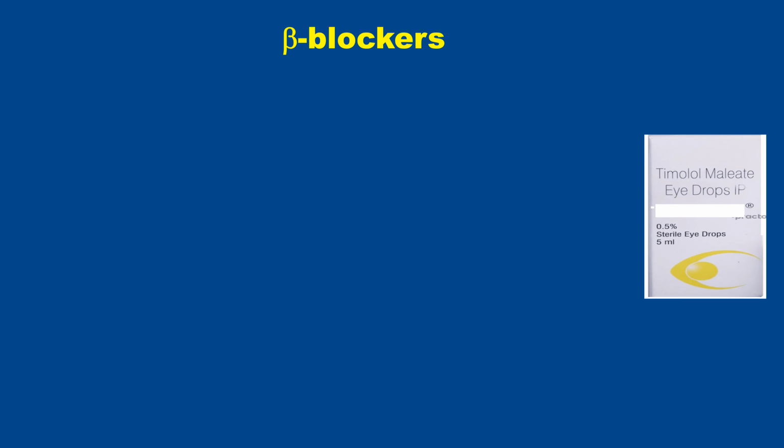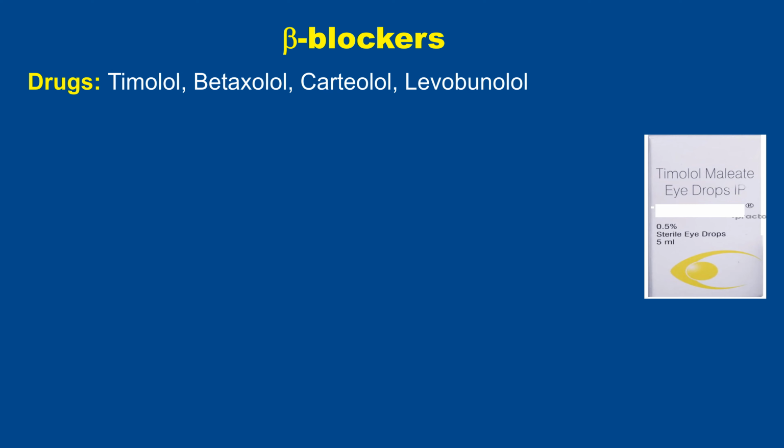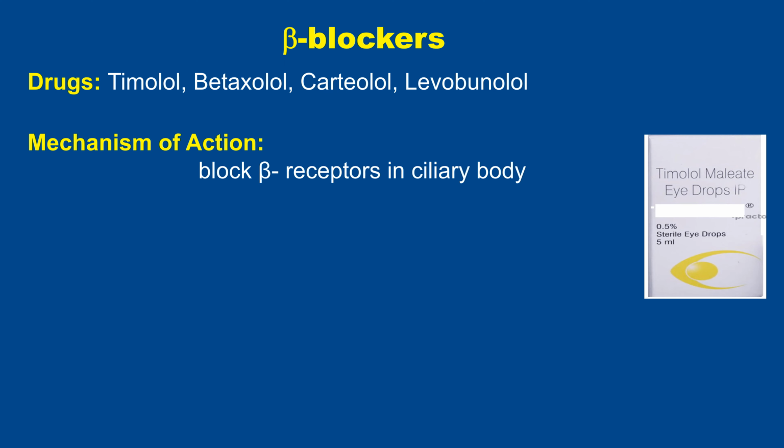Coming to the next class of drugs, that is beta adrenergic blockers. These include timolol, betaxolol, carteolol, and levobunolol. And apart from these drugs, there are also certain drugs we'll discuss later. Mechanism of action of beta blockers: they block the beta receptors present in the ciliary body, which decreases the cyclic AMP.